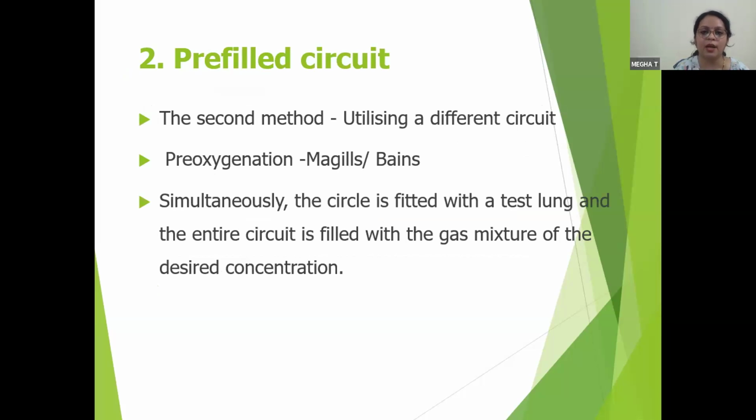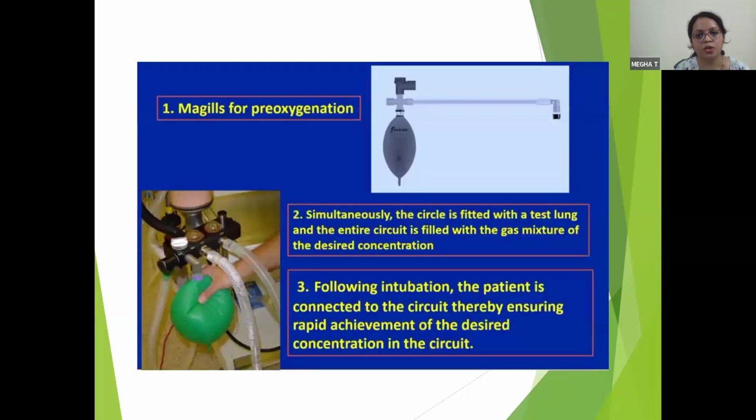Pre-filled circuit is nothing but, for pre-oxygenation, you are using a different circuit like a McGill's or Baines. Simultaneously, the circle system is fitted with a test lung and the entire circuit is filled with a gas mixture of the desired concentration. So pre-oxygenation is done here using McGill's, and simultaneously in the circle system, you can see the desired concentration is achieved by filling it. And once the patient is intubated, they connect the circuit.